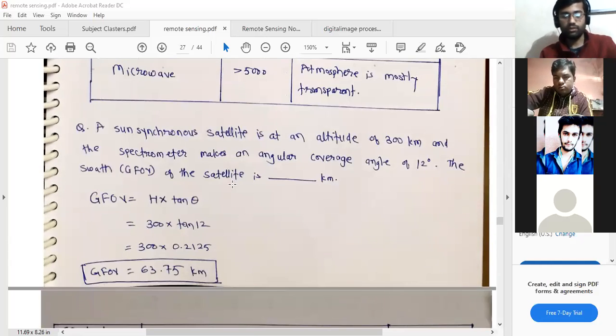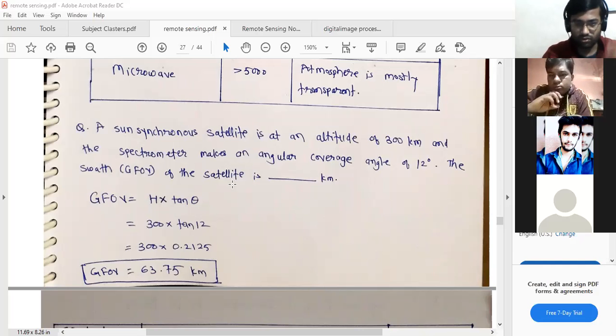Then we have one numerical. Again, this is also important. I think it came in GATE 2018. What is sun synchronous? Read the question. A sun synchronous satellite is at an altitude of 300 km. Now you know the height of the satellite, and the spectrometer makes an angular coverage angle of 12 degrees.